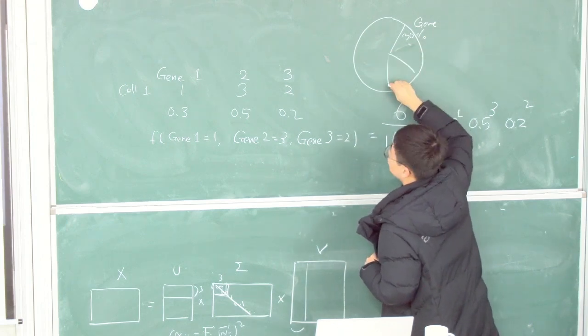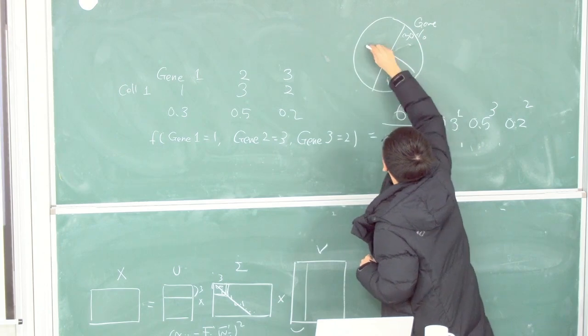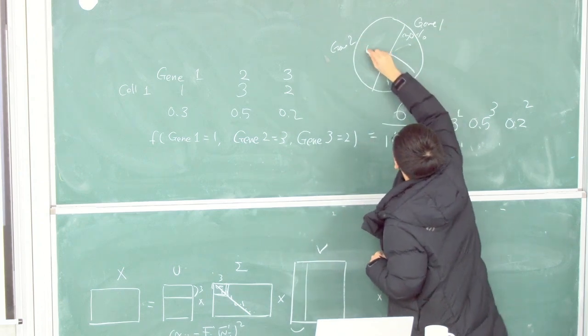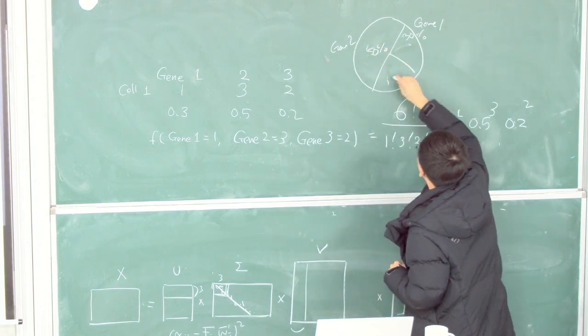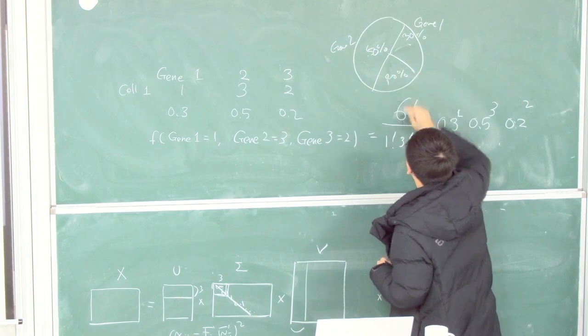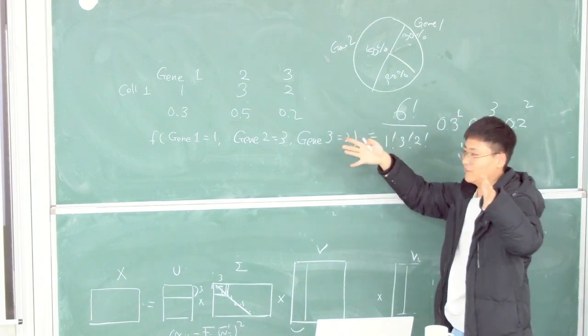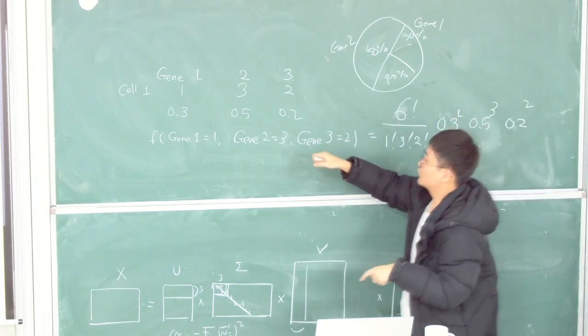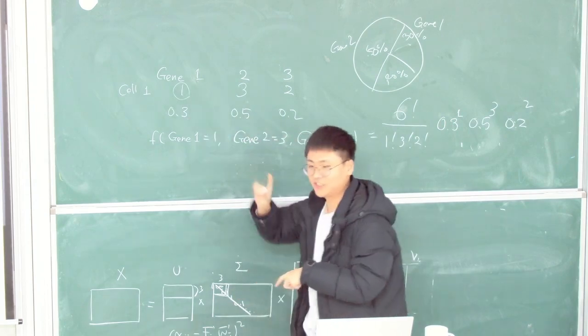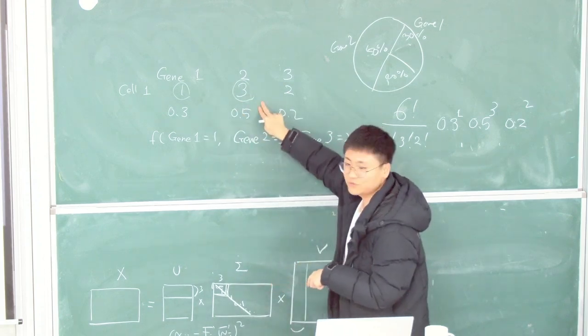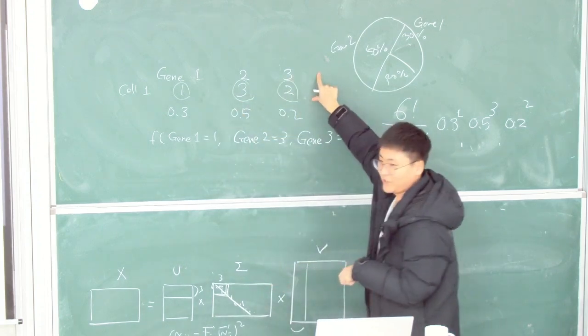Yes. And gene 2 is 50. That's true, that's the true proportion. Okay. And this is 20%. So this is 2%, but when we observe one cell, we observed 3 of gene 1, 3 of gene 2, and 2 of gene 3.